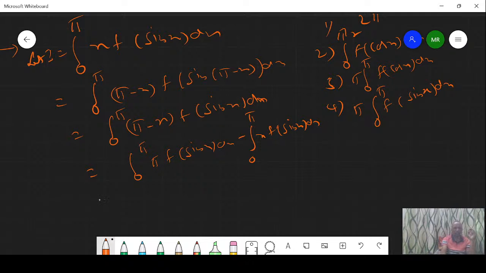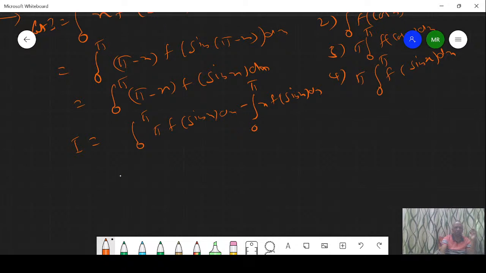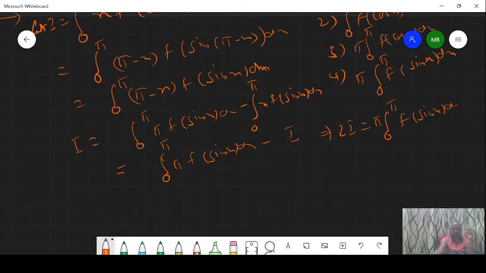F of sin x, this is I only, right? We have I is equal to the integral of f of sin x dx. If I transfer this side, I can write 0 to pi, pi into f of sin x dx minus this I have done. Transfer that side, you will get 2I is equal to 0 to pi. Pi I can write outside, 0 to pi f of sin x dx. Correct? I have taken 2I equal to this. From this, I is equal to pi by 2, 0 to pi f of sin x dx.